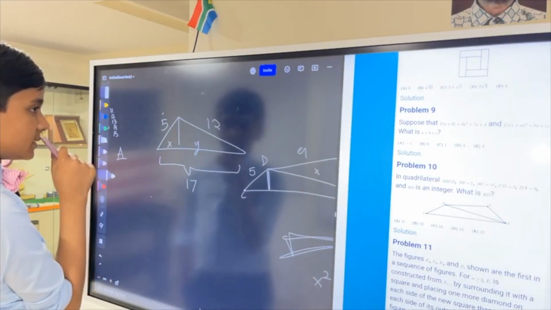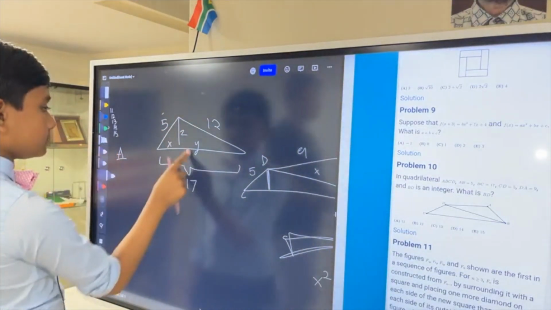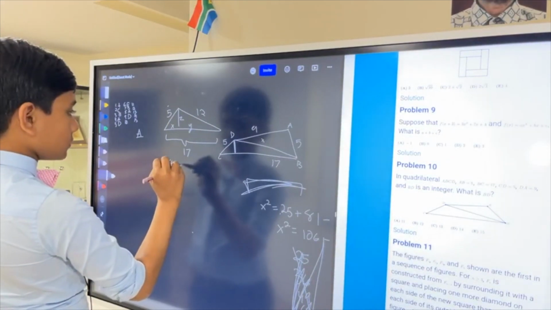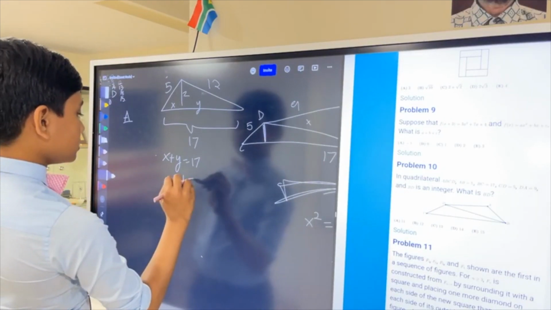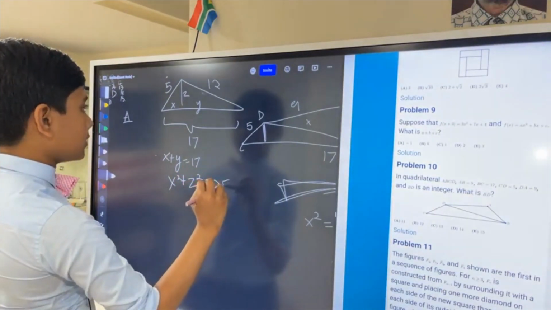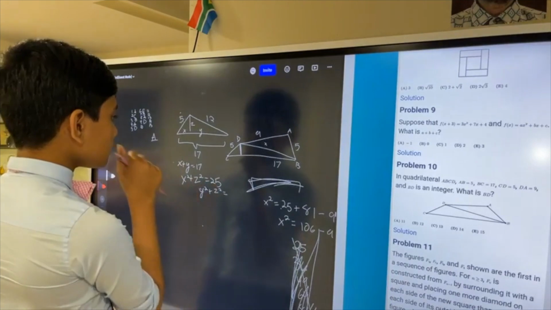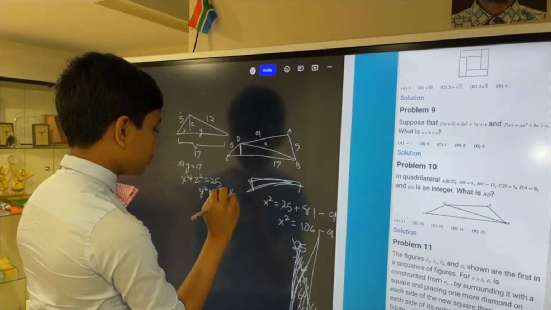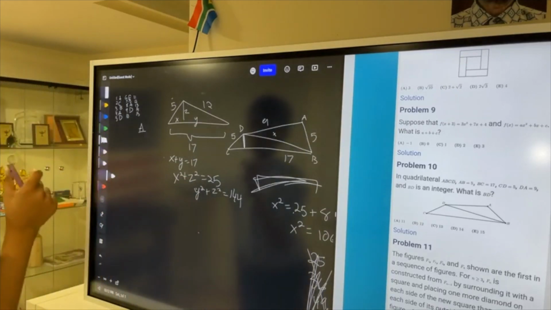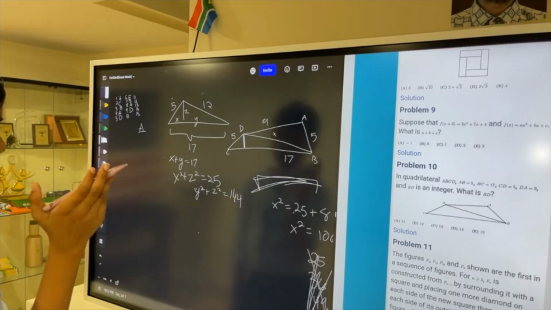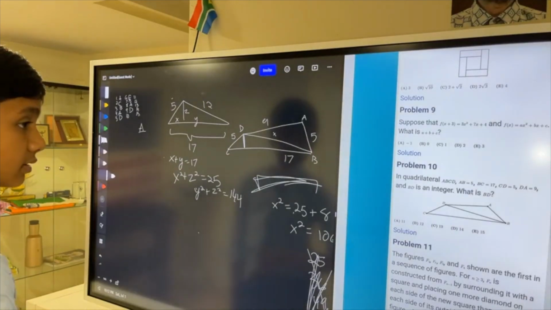So this is x, y, this is z. x plus y is 17. x squared plus z squared is 25. y squared plus z squared is equal to 144. And let's see, what other information do we even have? We're really left to think.